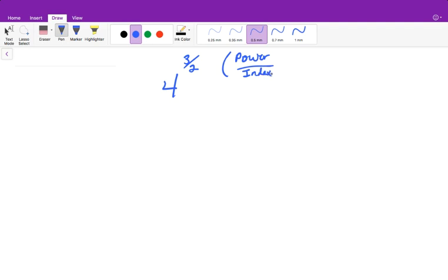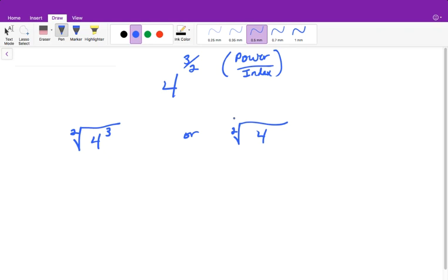So now that our power is something other than 1, when we go to rewrite this as a radical, we can rewrite it, as I showed you before, 2 different ways. We can first write our radical, and it's now 4 being raised to the 3rd power, and our index is 2 because it's power over index, so we can put our index here. Or we can rewrite it as the square root of 4, and then we can re-raise this entire thing to the power of 3.